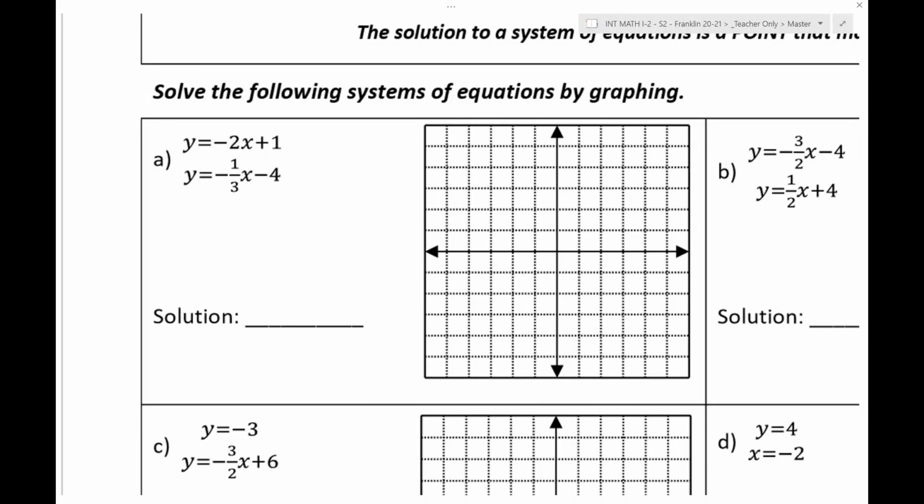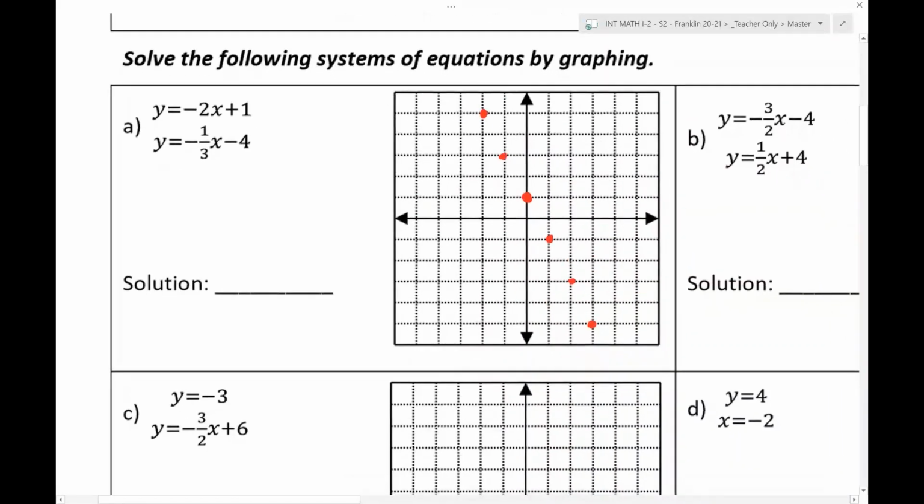So the first one, negative 2x plus 1, we start at 1 on the y-axis. Slope is negative 2, or negative 2 over 1, so that's down 2, right 1. Keep going. It's really important, especially on this lesson, that you bring the line all the way across the graph so you can really see where the two lines intersect.